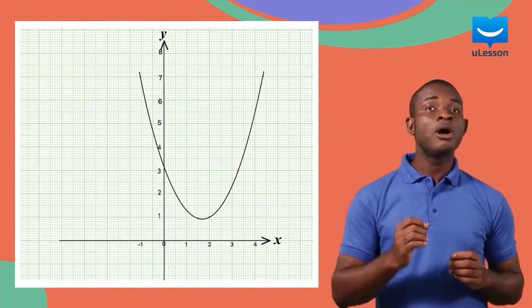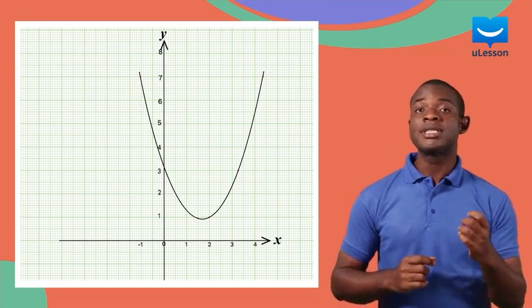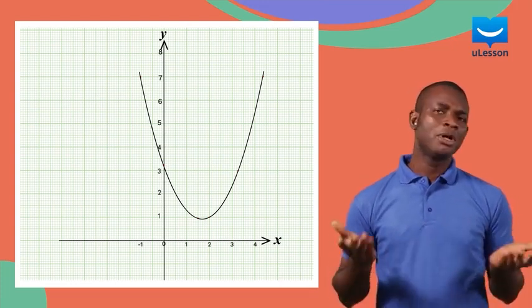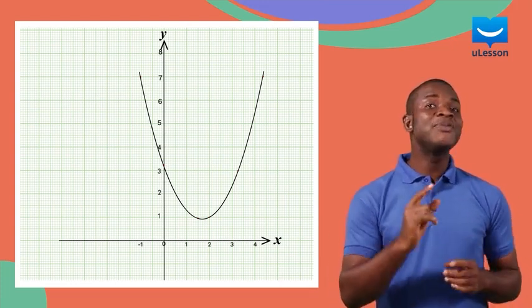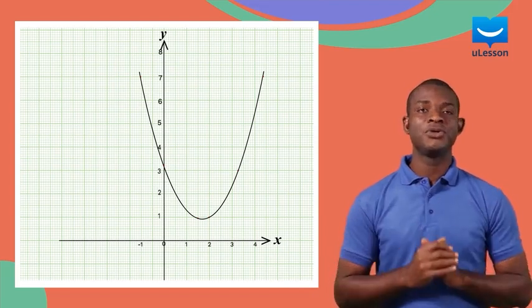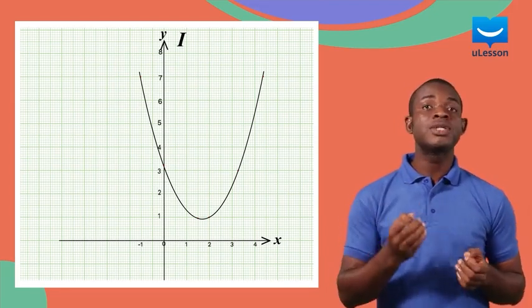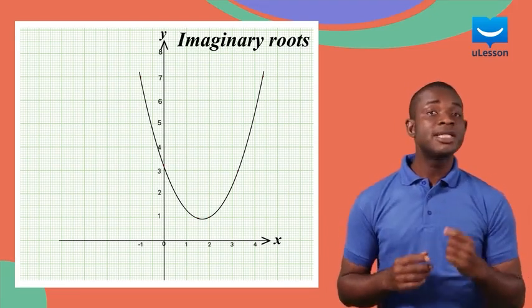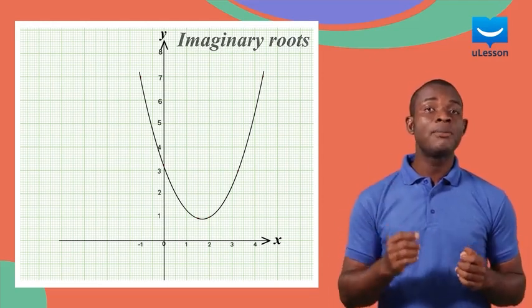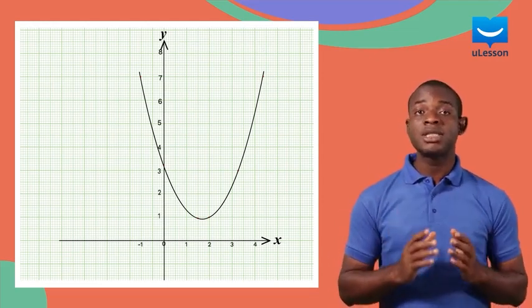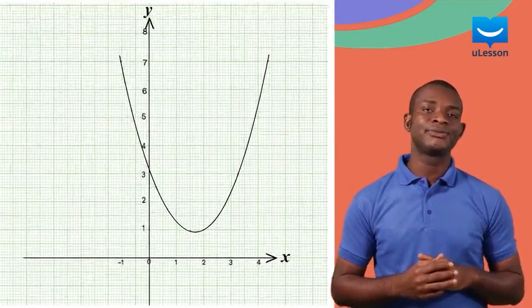Here, the curve neither touches nor crosses the x-axis. What could this mean? It means the equation has no real solutions, or its roots are imaginary. This is because there are no real numbers for the value of x such that it satisfies the equation.